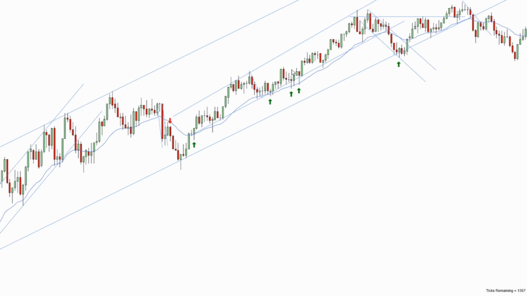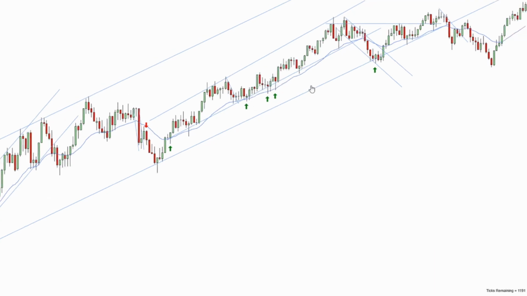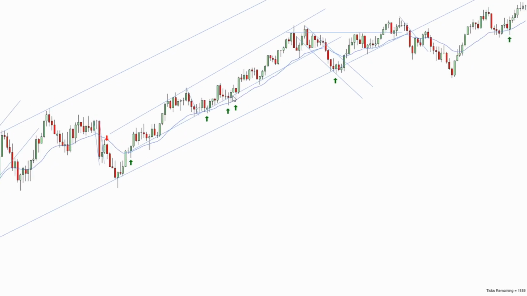We have a first entry long, pullback, second entry long right here. And we have a first entry short, pullback, second entry short failure right here. Once again, off the trend lines and off the lows. But I'm going to give you guys what I was thinking right here.